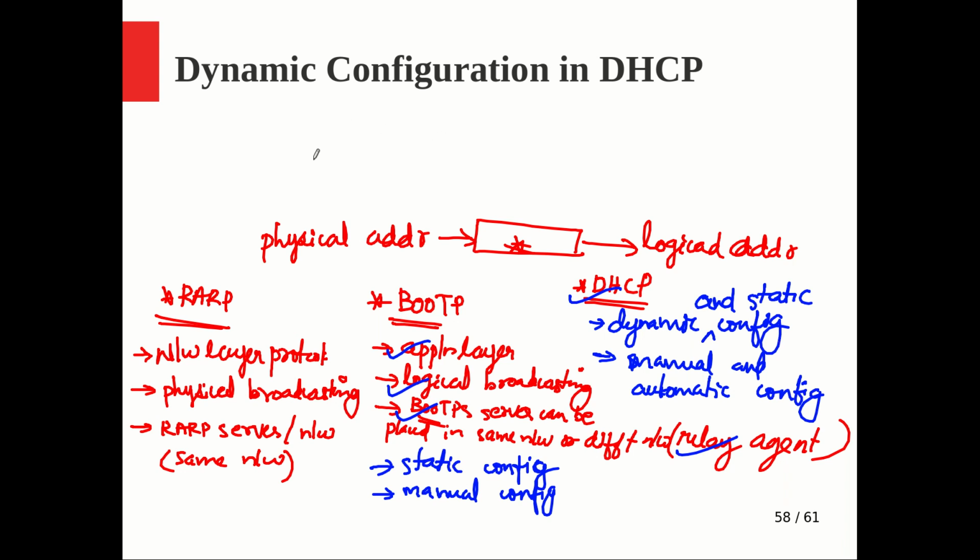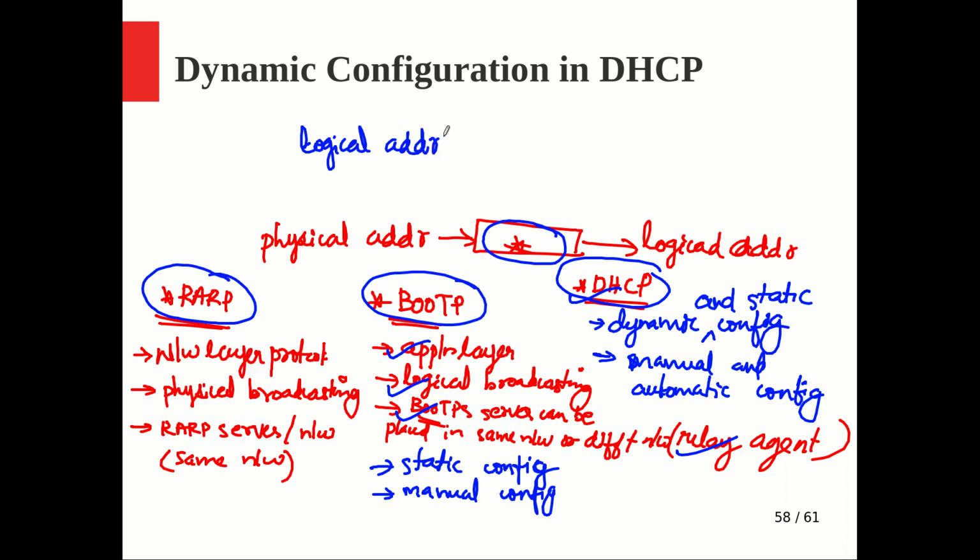So now let me add one more protocol here. These three things, whether it is reverse ARP or bootp or DHCP, they are different from one another. And what is the difference we see? They were all doing the same thing, that is physical address to logical address conversion. Now if the task is logical address to physical address conversion, you can depend on something called ARP for this. So ARP is just like reverse ARP.